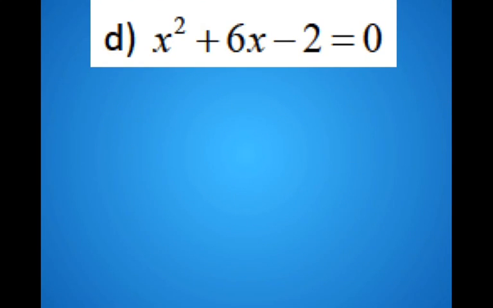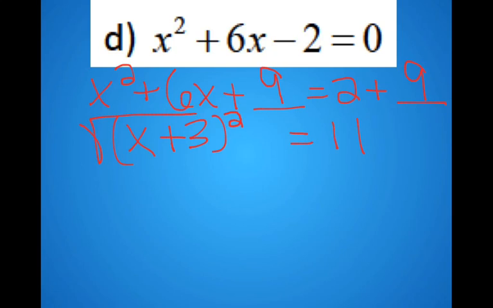And another one here. So I'm going to move the constant over. So you could pause it, and try the problem before I do it. So half of 6 is 3 squared, so 9 is the magic number there. Then I'm going to factor the left-hand side, so that would be x plus 3 quantity squared equals 11. And you can tell that this one's not a perfect square either. No big deal. So we take the square root of both sides.